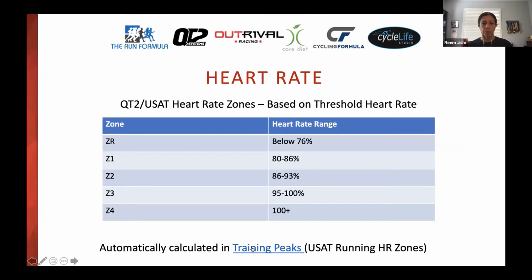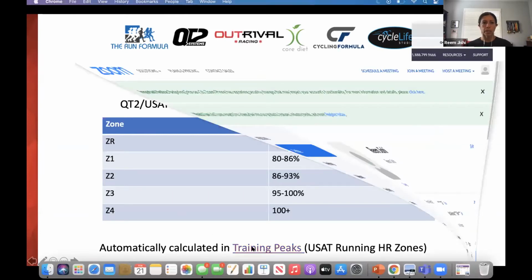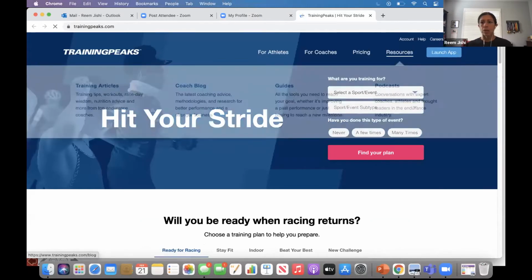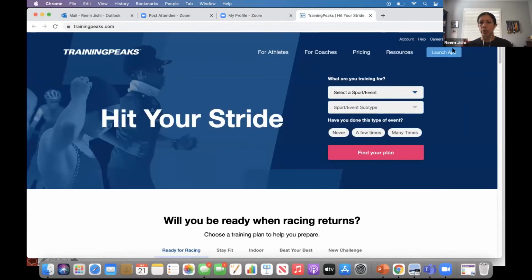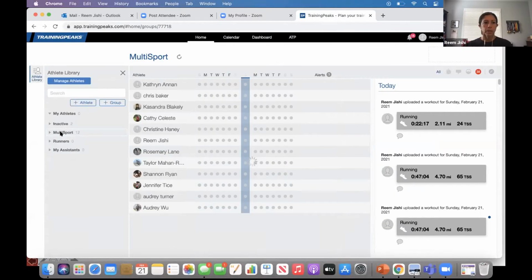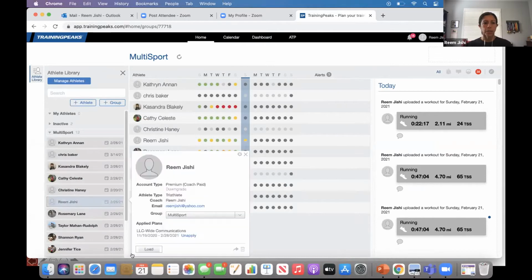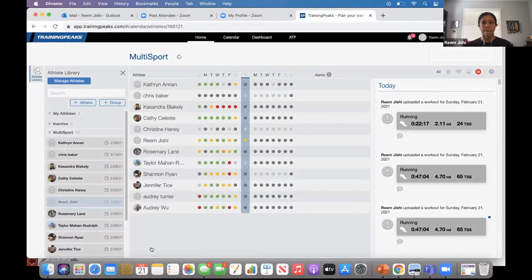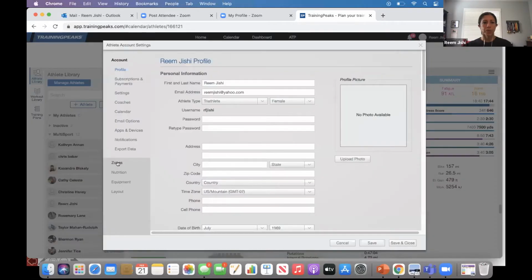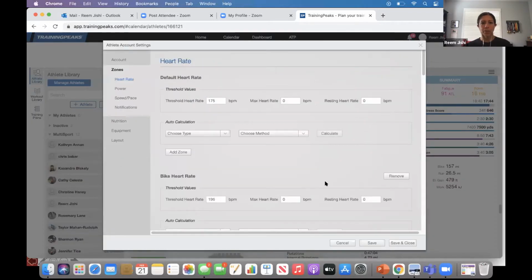I think probably people should know where this is, but I'm going to go into my Training Peaks quick and just show you. I had a pretty good week, did most of my workouts this week, so that was good. All right, so here you are in zones, and then within that, within heart rate.